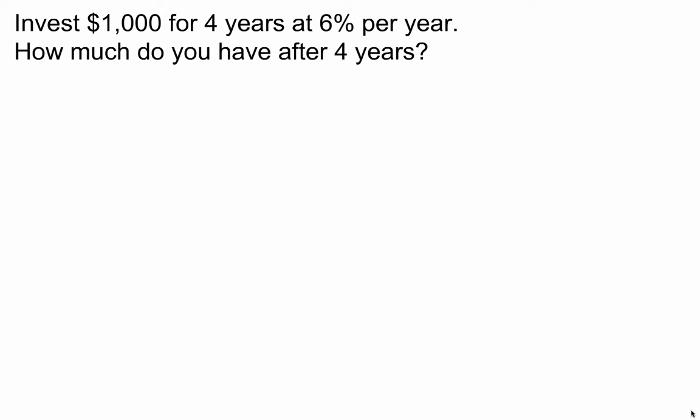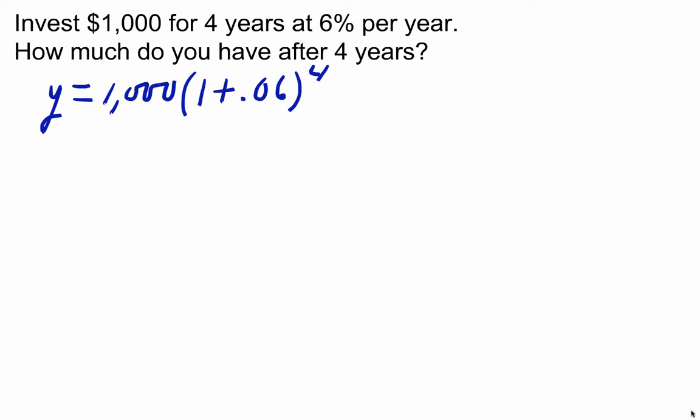Alright, so we want to see how much we have after 4 years. Our money will be growing, so we're going to use the growth formula. Y equals, then the A, which goes next, is your initial amount. How much did you start with? I started with $1,000. Then it's 1 plus, and it's 6% per year, so it's 0.06 because you have to put it as a decimal. And the X, the time intervals, is 4 years.